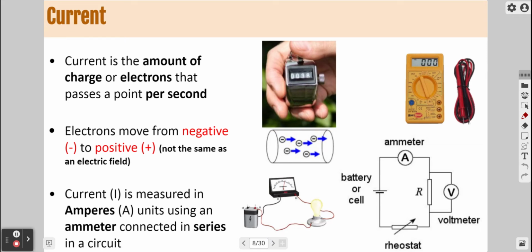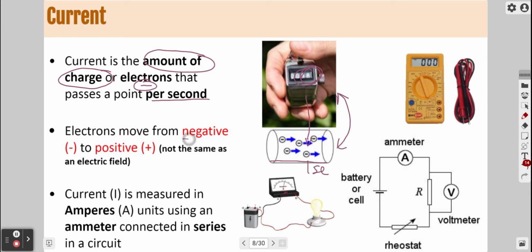All right, so what is current? Current's the amount of charge, otherwise known as electrons, the amount of electrons that pass a point in every second. So this visual here helps you think of that one. So you've got electrons moving, and you're going to time it for 1 second. How many electrons pass this point in 1 second? And that will be your current.